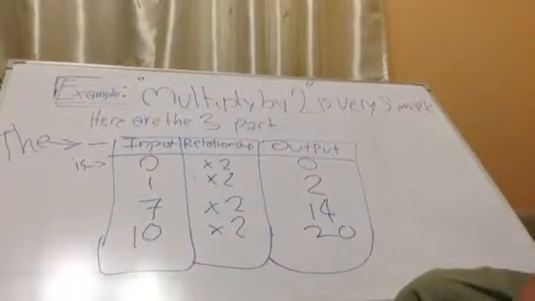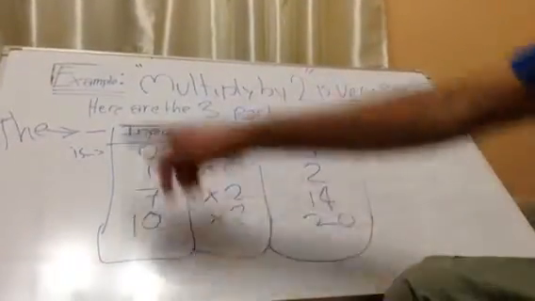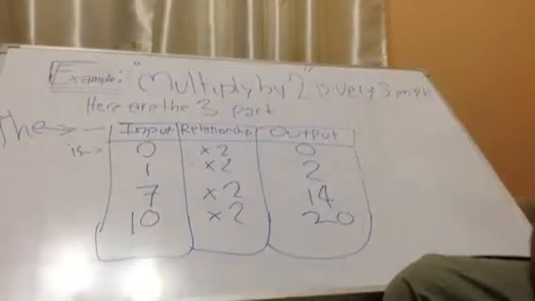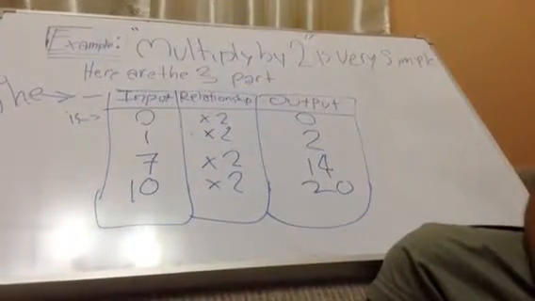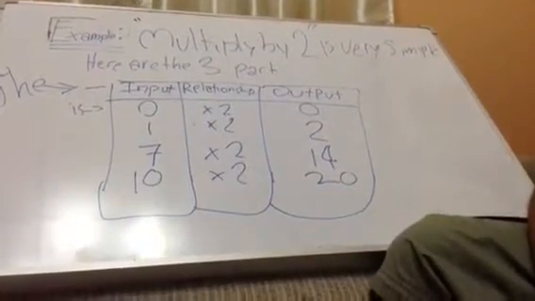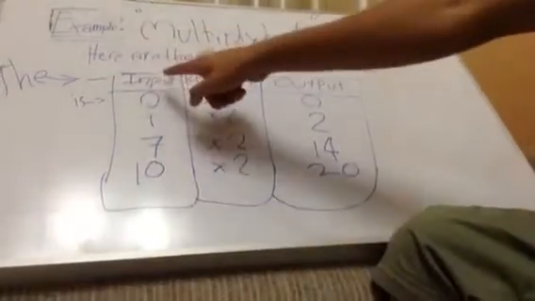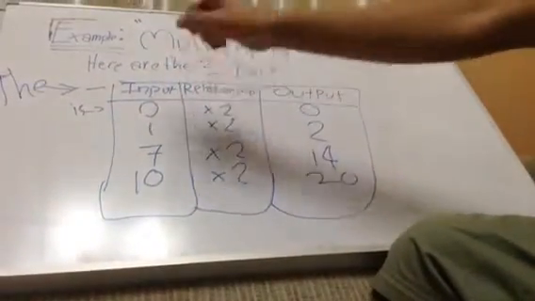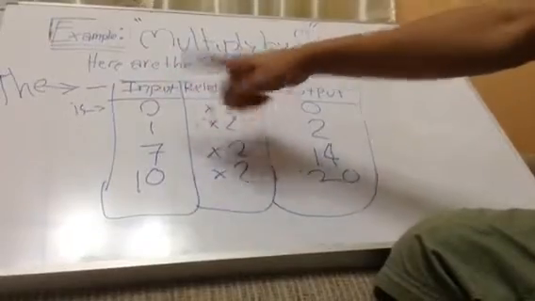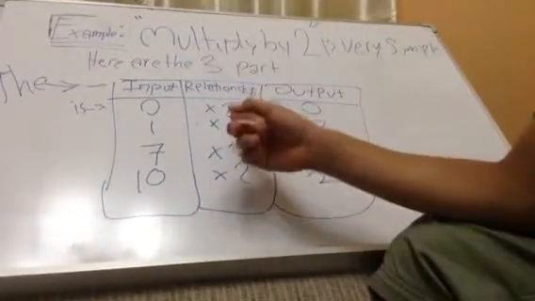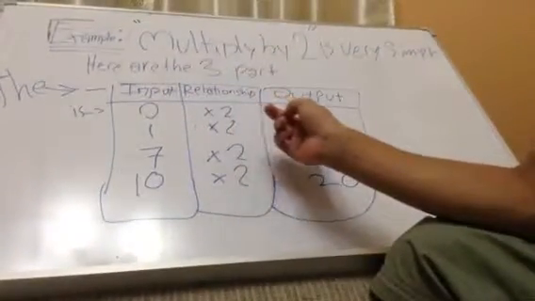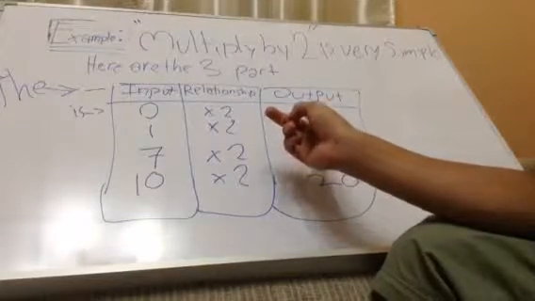Example: multiply by 2 is a very simple function. Here are the three parts. The input is 0, the relation is times 2. The output will be 0. The input is 1, the relation is times 2. The output will be 2.